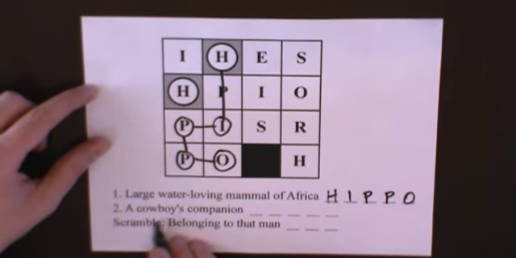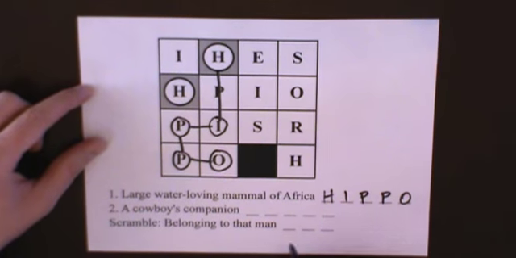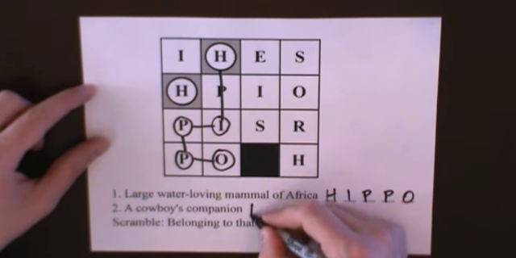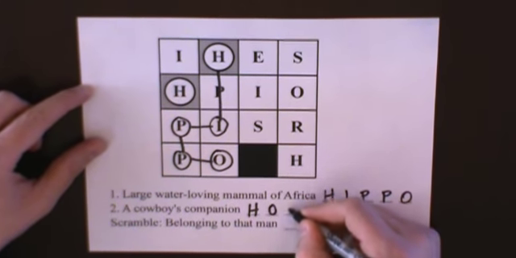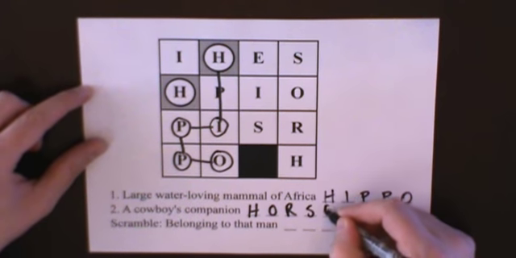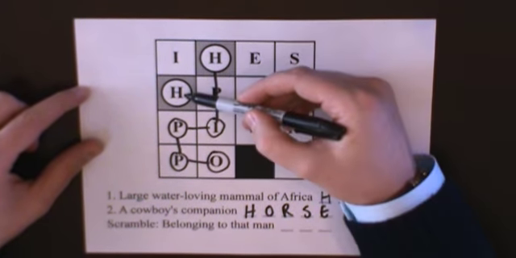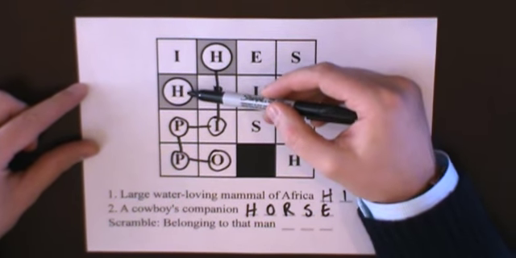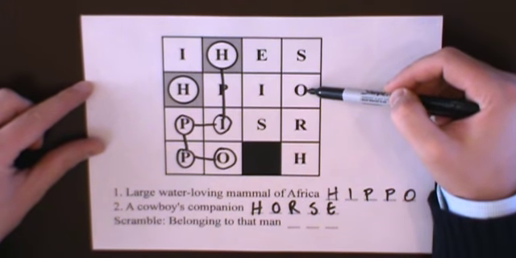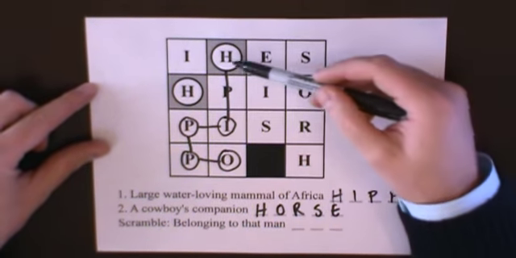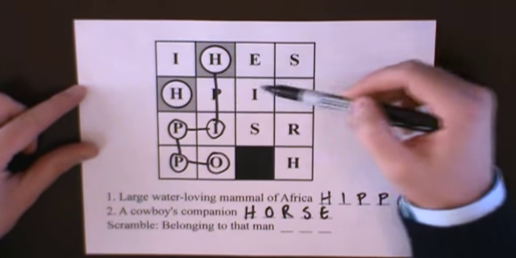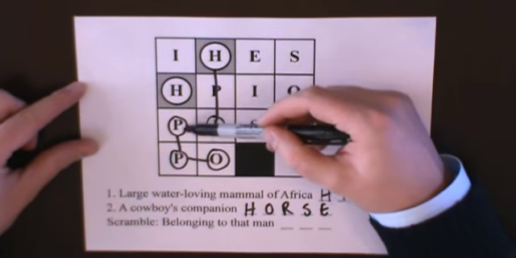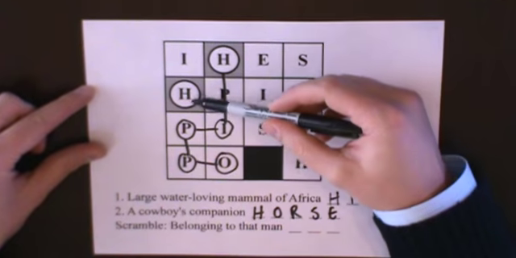Our second clue is a cowboy's companion, and it has 5 letters as indicated. Our solution is horse. So now, beginning with the next starting letter, we look for an O following the H. Here's an O. Now it crosses over this word chain, but it's fine to cross over word chains as long as you aren't crossing through previously circled letters.